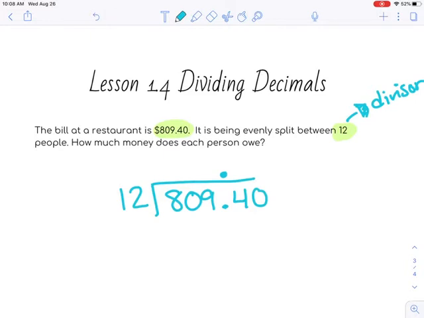So let's first think about how many times can 12 go into 80. So 12 can go into 80 6 times. Remember, you always put the number over what you are dividing by, right? So I'm going to put the 6 over the 80 because it's how many times 12 goes into 80. Make sure you don't put it just over the 8. So 12 times 6 is 72. So I'm going to subtract 72 from 80 here. What's left over is 8. So I'm going to bring down that 8. And now I'm going to bring down my 9.